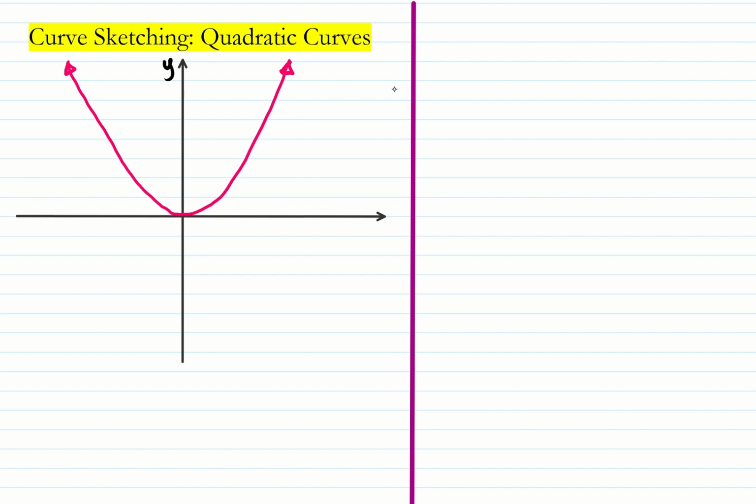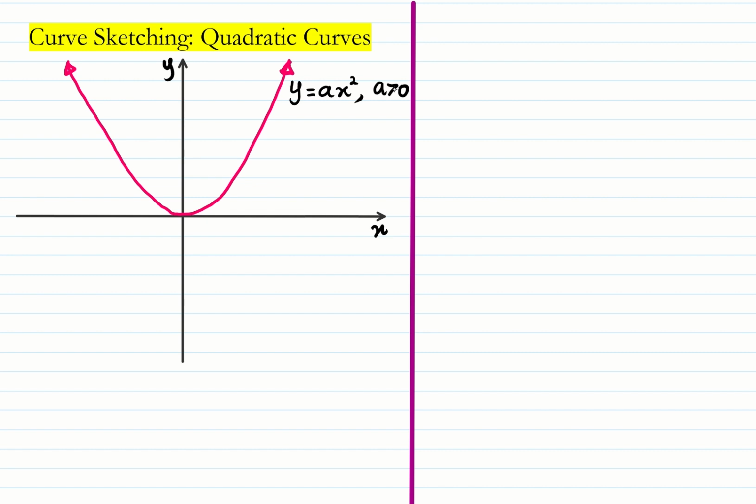This is your y-axis and this is your x-axis. So every curve that has the equation y equals ax squared, a being positive, will look like this. It doesn't matter if a is a fraction, proper or improper, or a whole number. Really doesn't matter. That is what it's going to look like.